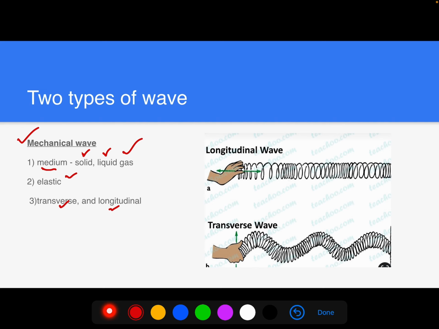Longitudinal wave: in the diagram we can see that this compression is known as a longitudinal wave. Here we can see some densely packed and here some loosely packed regions. So these are the main features of this longitudinal wave. There will be some compressions and some rarefactions. In a transverse wave we can see the movement like higher and lower movement. This is known as a transverse wave.